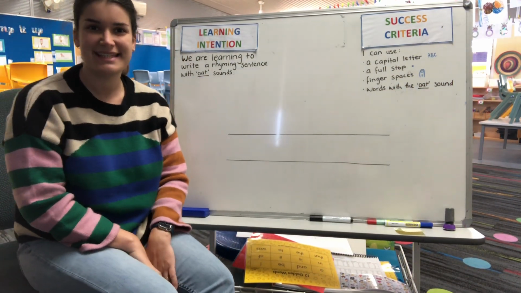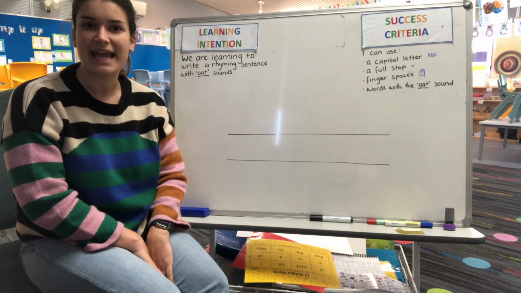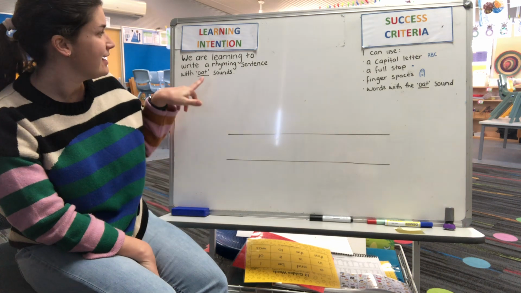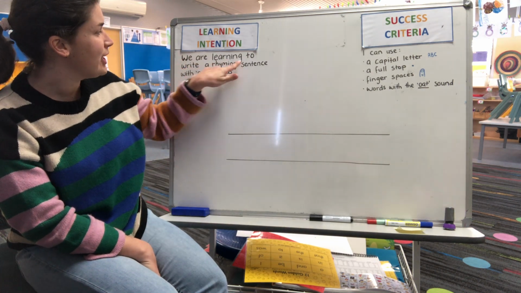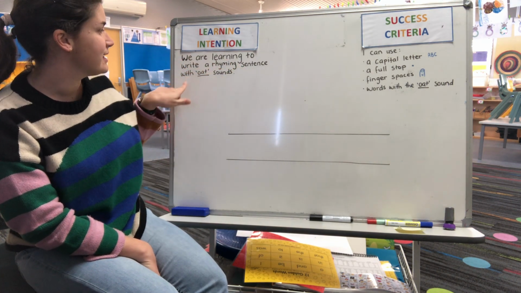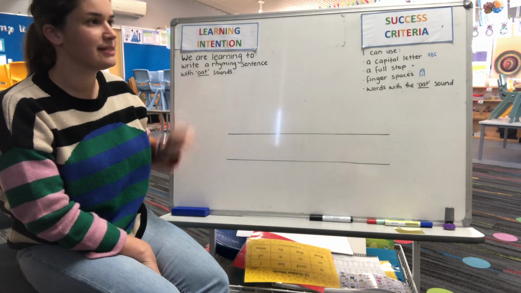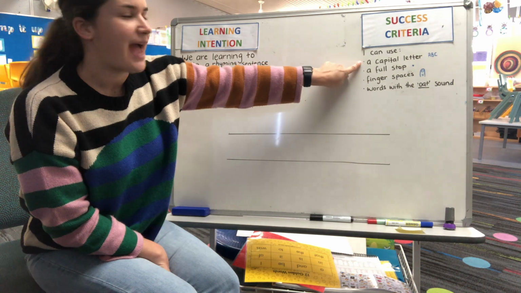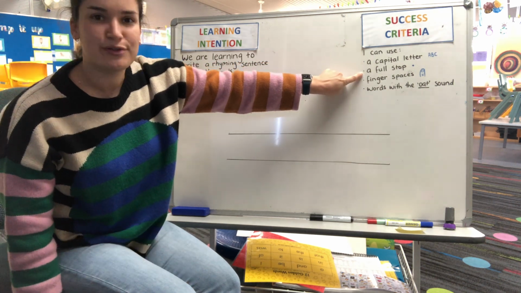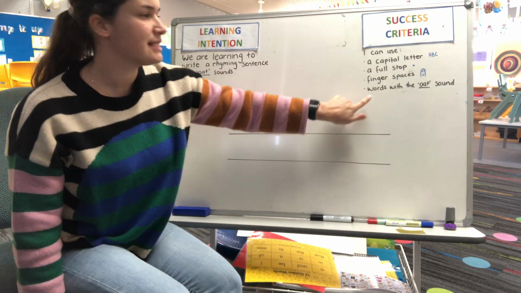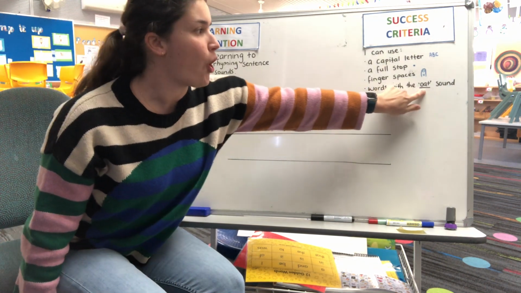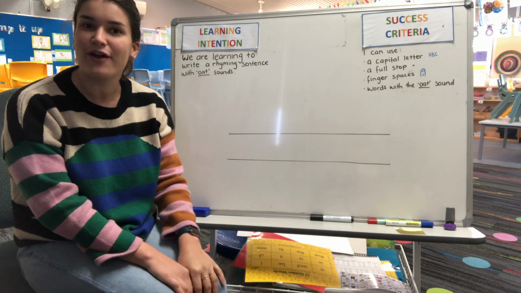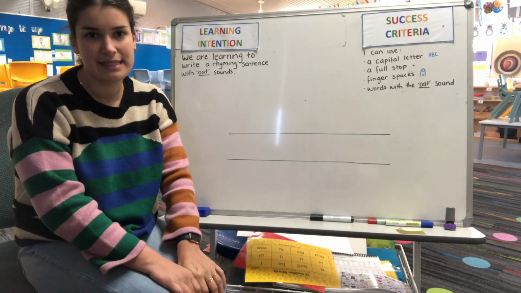In our English lesson today, we are practicing writing a rhyming sentence. Our learning intention for today is we are learning to write a rhyming sentence with oat sounds. I want to see that you can use a capital letter, a full stop, finger spaces, and words with the oat sound in them. We had a practice already of using oat rhyming words.